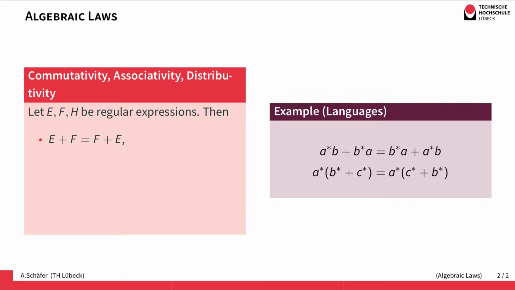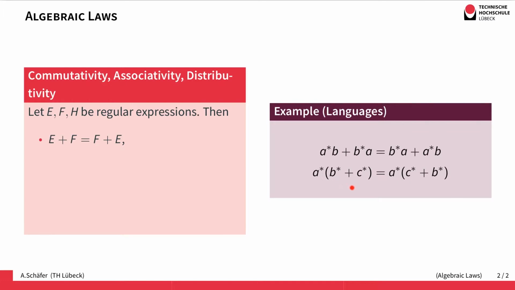If we have a look at an example, the language a star b plus b star a, so the set of all words that start with a's and end with a b, or start with b's and end with one a, is the same as the set of languages that start with a b and end with an a, or start with an a and end with a b.